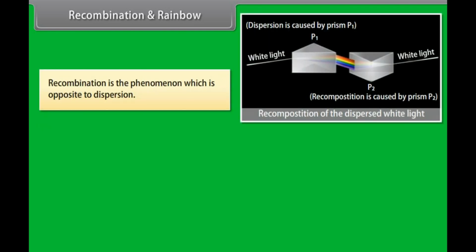Recombination and rainbow. Recombination. Isaac Newton observed that if he keeps 2 glass prisms parallel to each other such that one is inverted with respect to the other, then white light entering one prism gets split into 7 colors, which when they fall on the other prism recombine to give white light again. This is termed recombination.